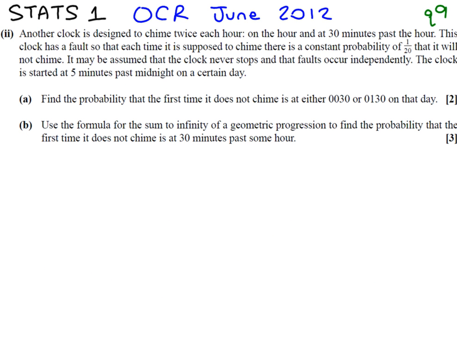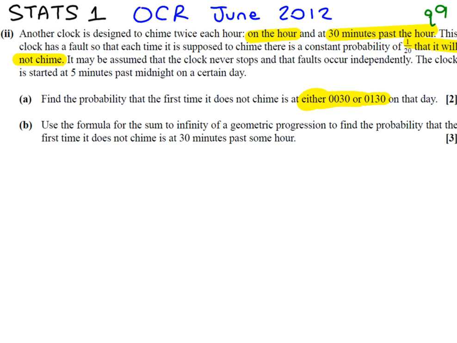Another clock is designed. So let's look for keywords. It's designed to chime twice each hour. Okay, well, more importantly, chimes on the hour and 30 minutes past the hour. This clock is faulty. Each time it is supposed to chime, there's a constant probability of 1 over 20 that it will not chime. It may be assumed the clock never stops and that the faults occur independently. The clock is started again at 5 minutes past midnight. Find the probability the first time it does not chime is either at half 12 or half past one on that day.